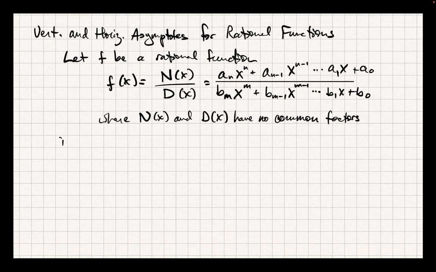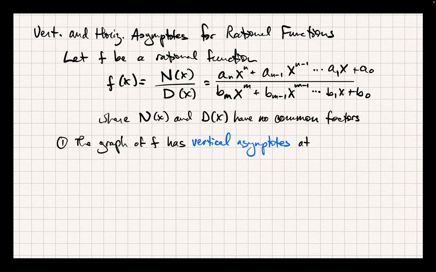So here are some rules. Rule number 1 is that the graph of f has vertical asymptotes at the zeros of D of x.